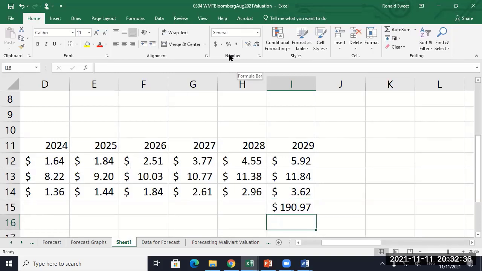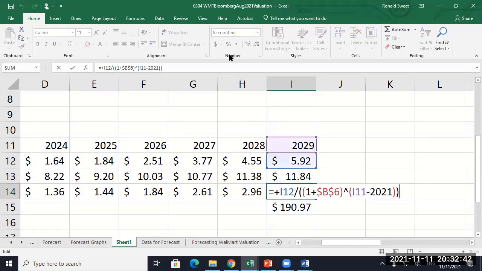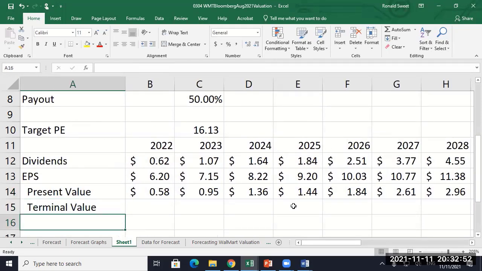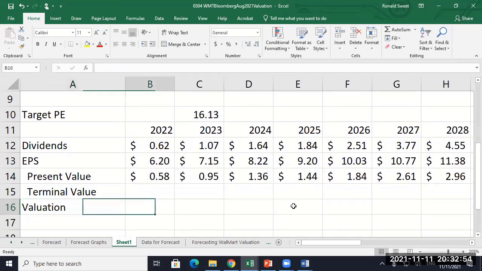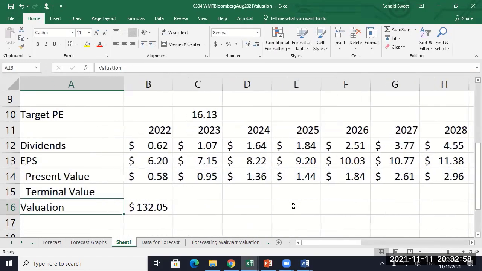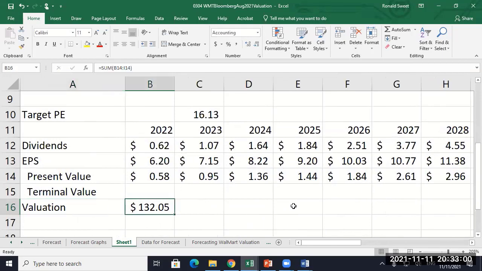So what I actually like to do is, the last year, just take the dividend plus the terminal, put it all in one cell. So there's the present value of that. So what's the value? The value is just the sum of those. I get 132.05. All right. So let's look at it again.